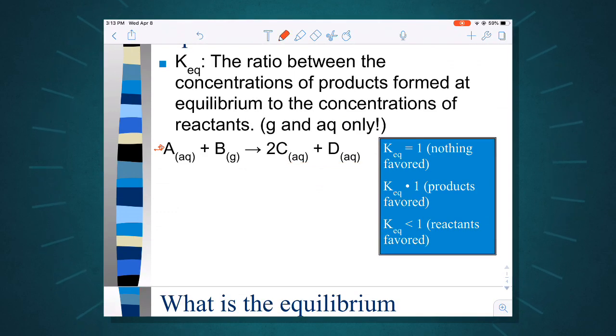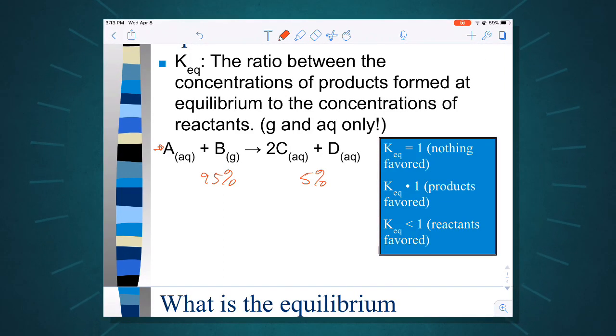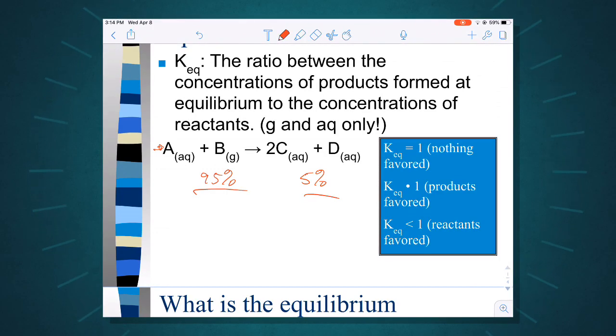Sometimes the reaction is opposite. Maybe it's like 95 over here and 5% over here. That's no good either. And so when we're describing these reactions, when somebody says, hey, is this a good reaction or a bad reaction, the way that we can describe that is by comparing these amounts, right? Is there going to be a lot of reactant or a lot of product?